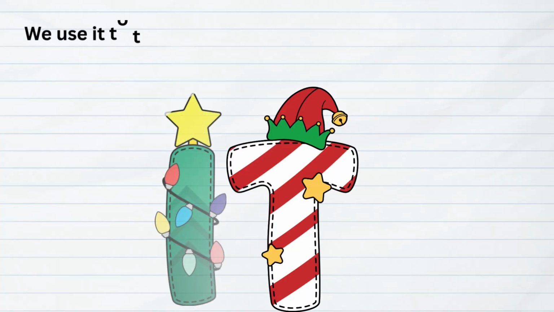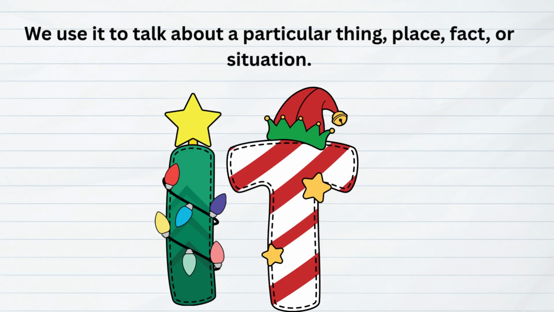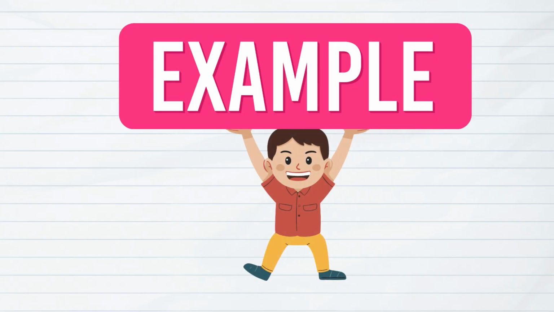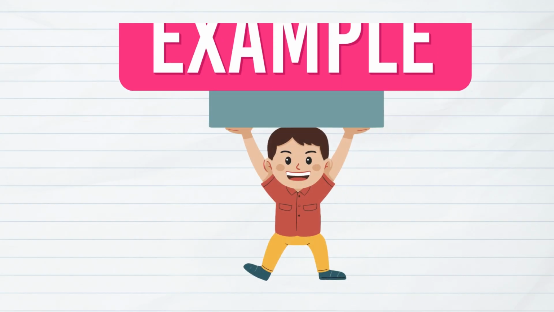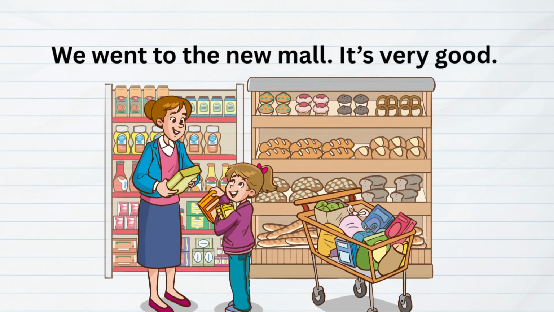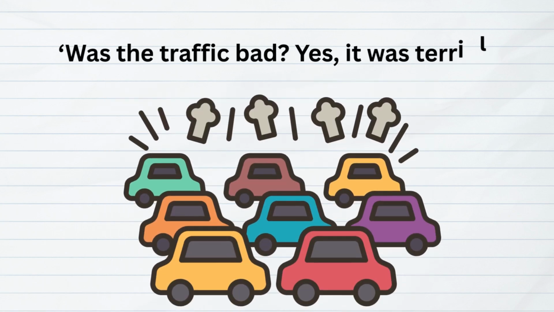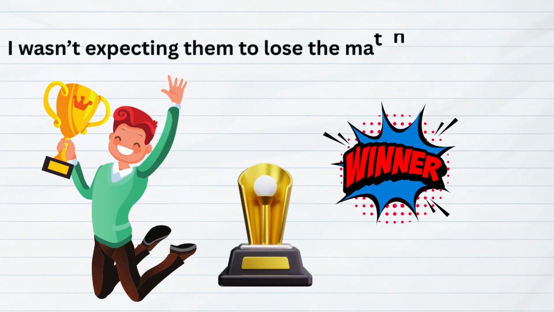The next question is, when do we use it? We use it to talk about a particular thing, place, fact, or situation. Some example sentences with it are: 1. We went to the new mall. It's very good. 2. Was the traffic bad? Yes, it was terrible. 3. I wasn't expecting them to lose the match. It was a shock to me.